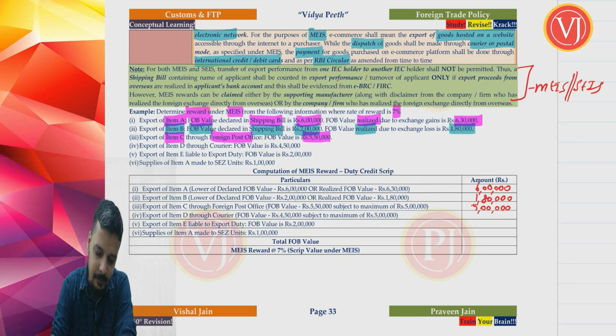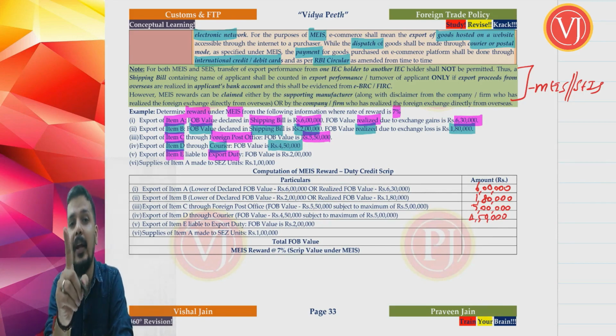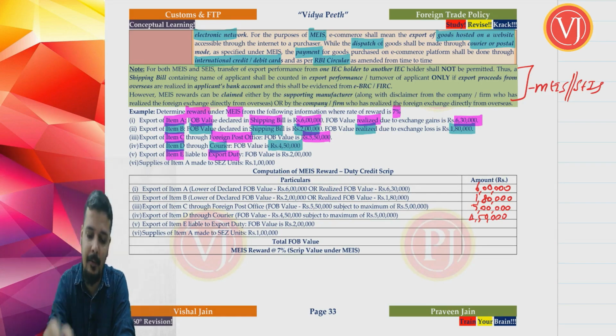Export of item D through courier, and through courier you cannot export a consignment more than 5 lakhs, so I have taken 4,50,000. And what I will take for calculation for your MEIS script is 4,50,000. Export of item E, liable to export duty. Any item which is liable to export duty is not eligible for your MEIS. I am not at all seeing the value, ineligible.